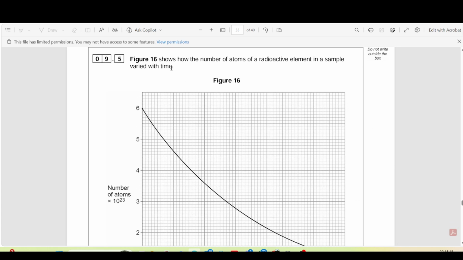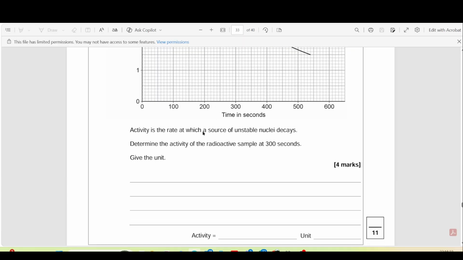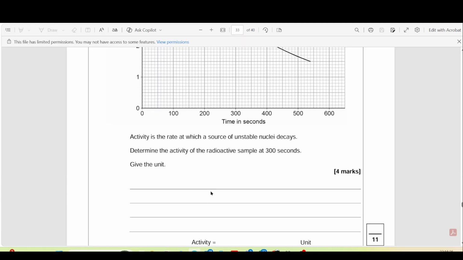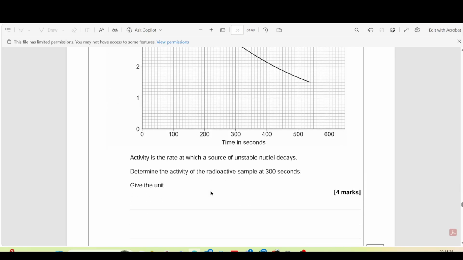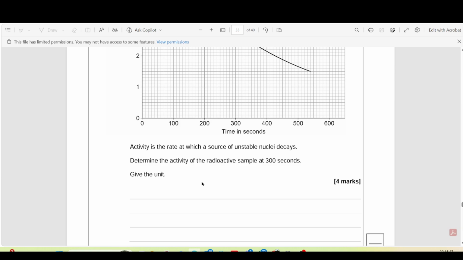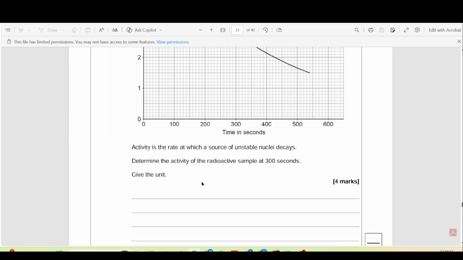Okay. Next question shows how the number of atoms of a radioactive element in a sample varied with time. So we have time here. We have to determine activity. As time in seconds increases, number of atoms decreases. Yeah, this is what is happening. So determine the activity of the radioactive sample at 300. Do you know how to find that?